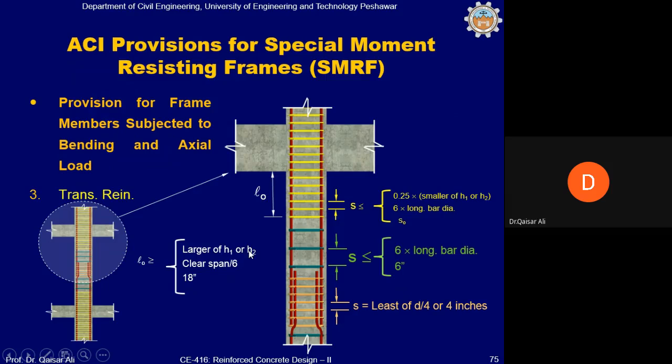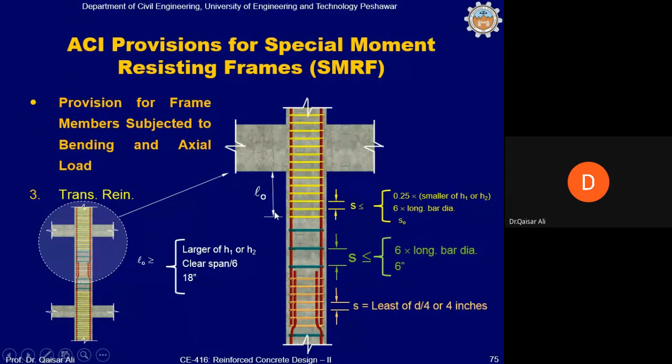As an example, let's say a column is 12 by 18 inch, then the largest of H1 12 inch or H2 18 inch is 18 inch. Clear span divided by 6: let's say the column is 12 feet high, so 12 divided by 6 will be 2 feet, or 24 inch. The largest of these will be 2 feet, so L0 will be 2 feet.